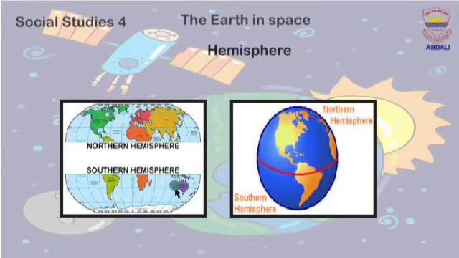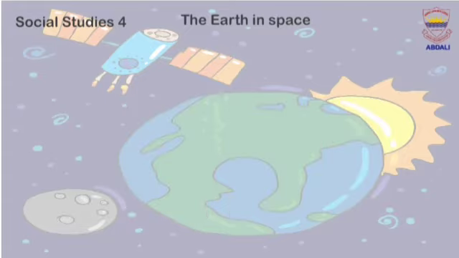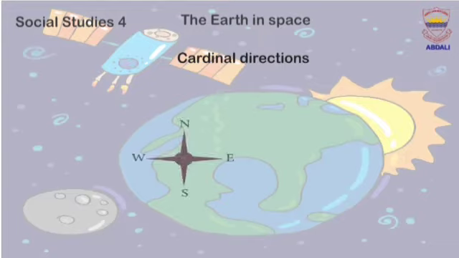So dear students, it's your turn. Can you explain what is hemisphere? Yes, hemi means half. The equator divides the Earth into two halves. One is the Northern Hemisphere, another is the Southern Hemisphere. Students, tell me what is hemi? Hemi means half. Our next slide is about cardinal directions.